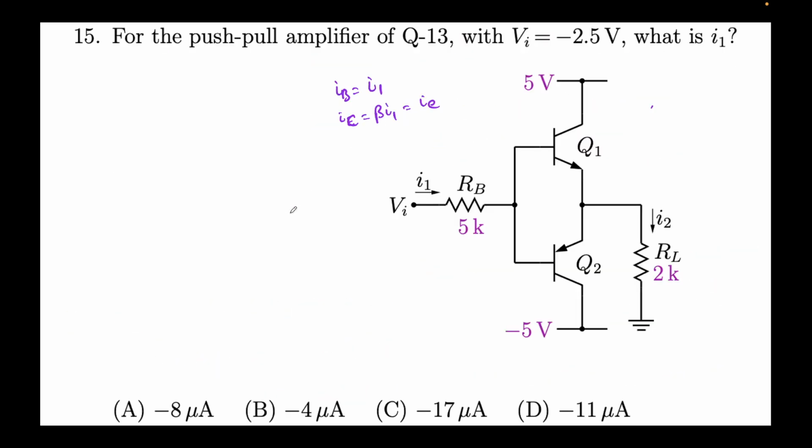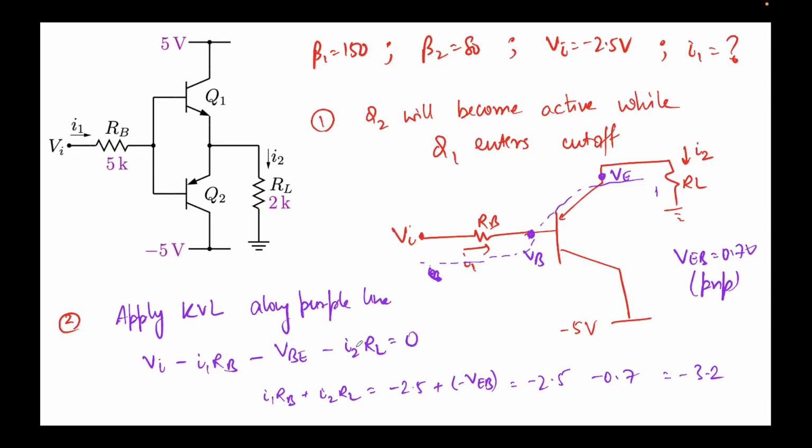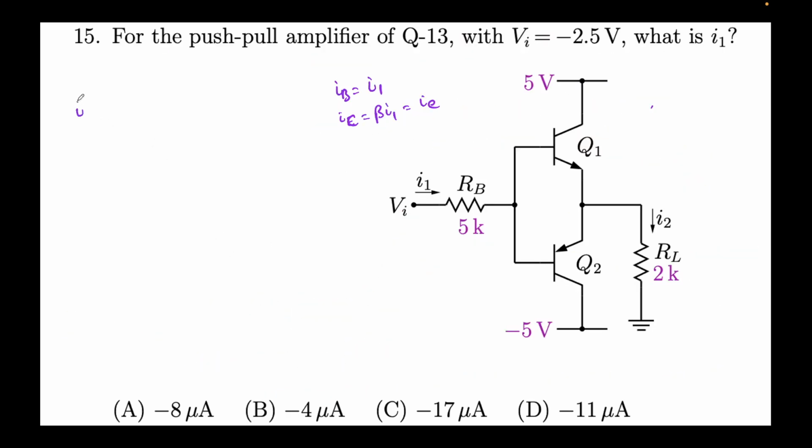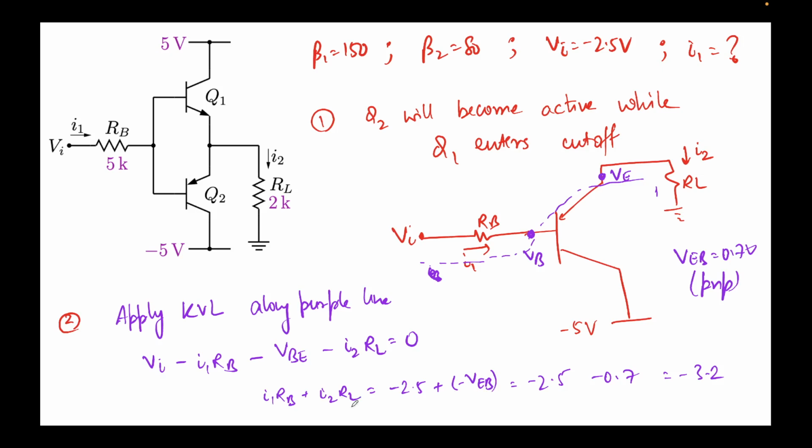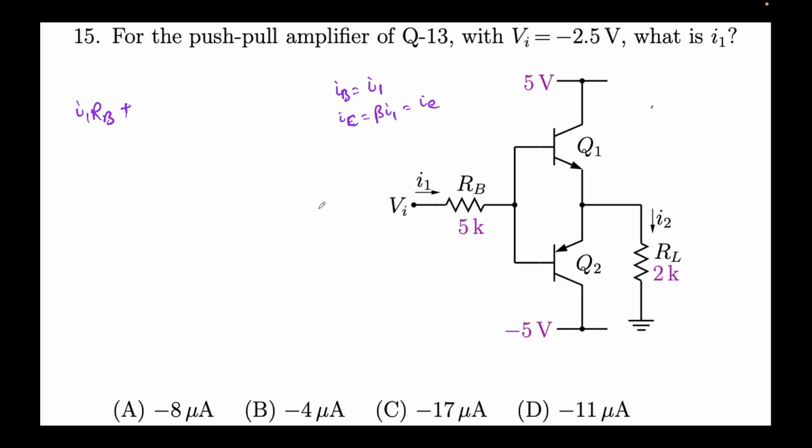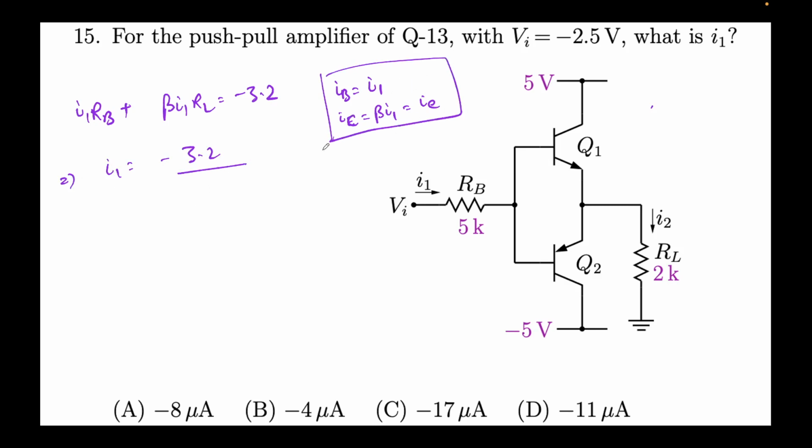So I'll write I1 RB, that term remains the same, plus I2 RL. I2 is nothing but your emitter current, that's coming out to be beta I1. Beta I1 times RL, this was minus 3.2. So let's take I1 common. This comes out to be minus 3.2. This is from the beta expression. So now coming to this expression, I1 would be minus 3.2 over RB plus beta RL.